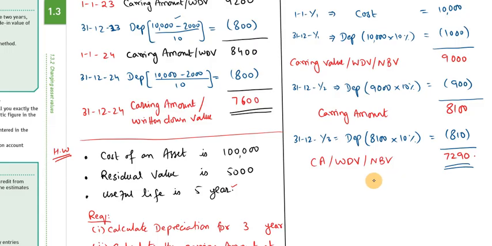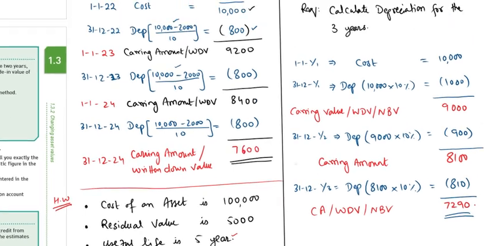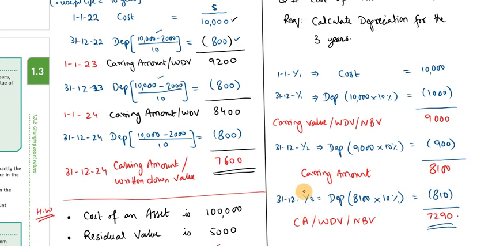Okay. So this is the carrying amount at the end of year 3. Can you compare the reducing balance method to the straight line method? At the end of the third year, the carrying amount in the straight line method is 7,600, while in the reducing balance method, the carrying amount at the end of the third year will be 7,290.